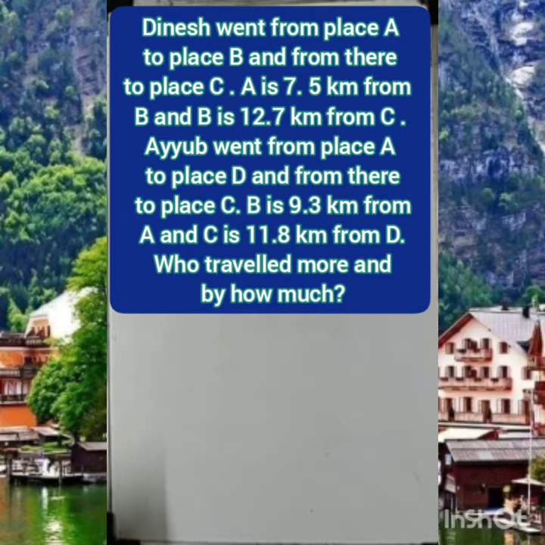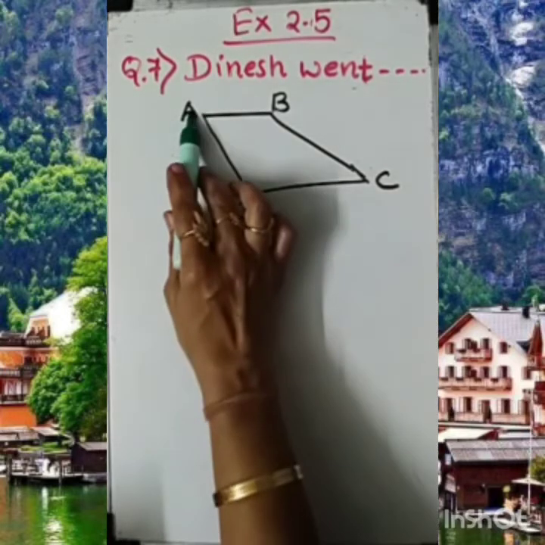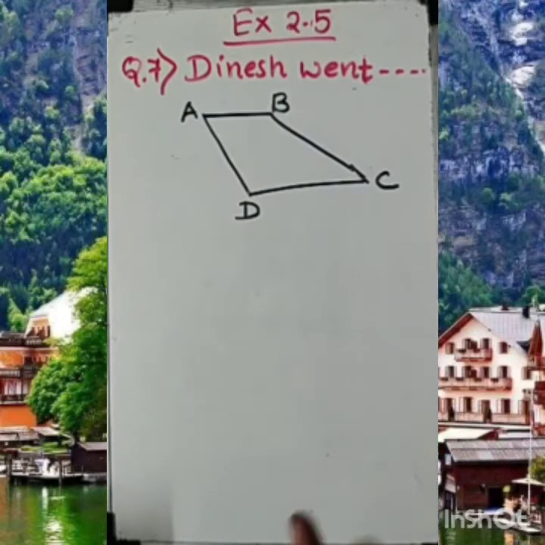This is the question. Now dear student, on your screen you can see the figure is given in the question. Let me note down here, these are points A, B, C, D and two persons are there, Dinesh and Ayub. What is the path for Dinesh?